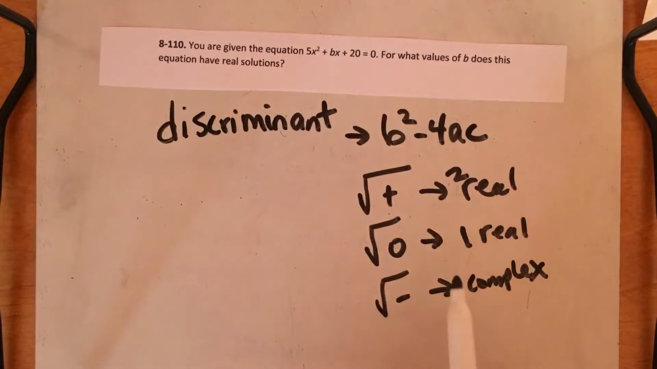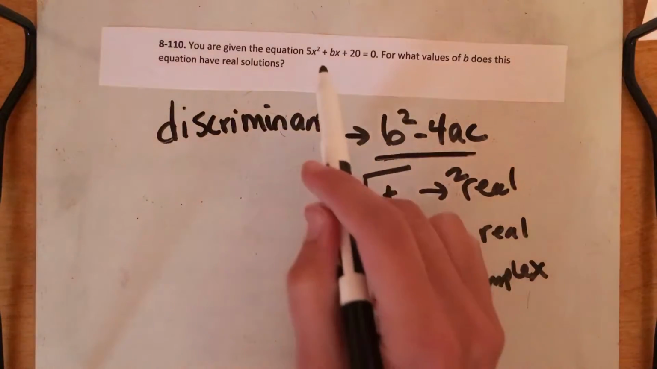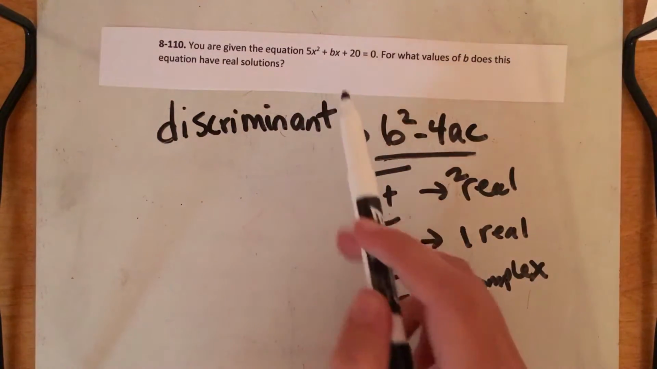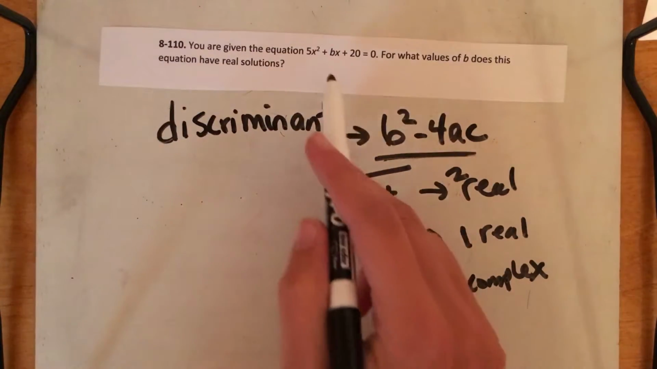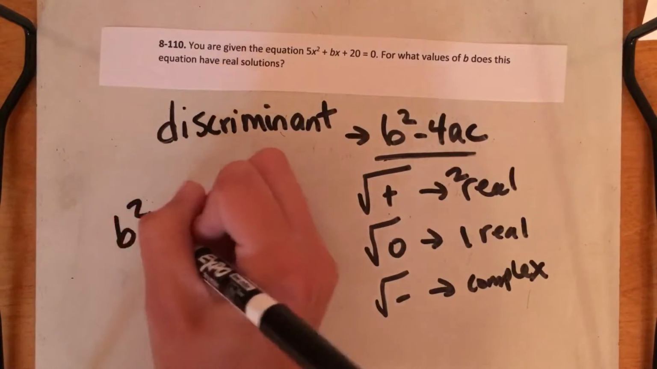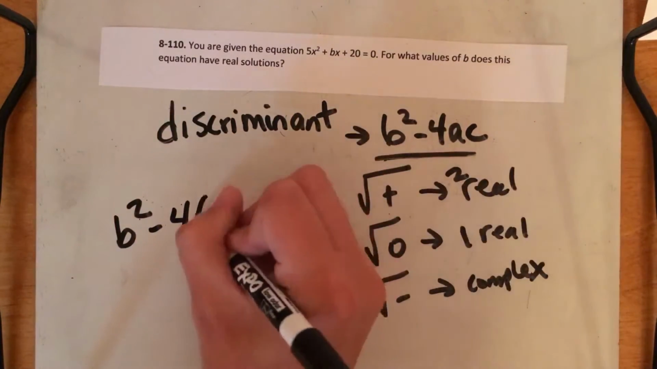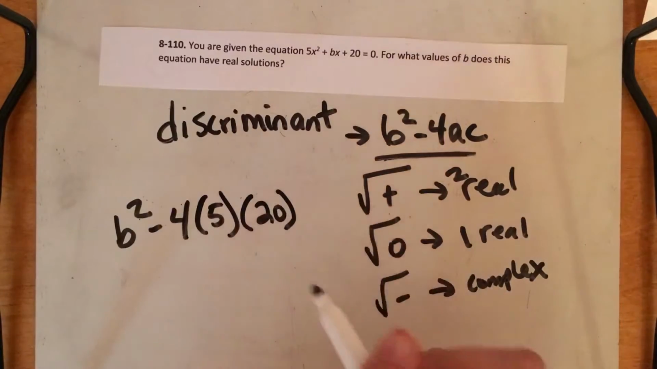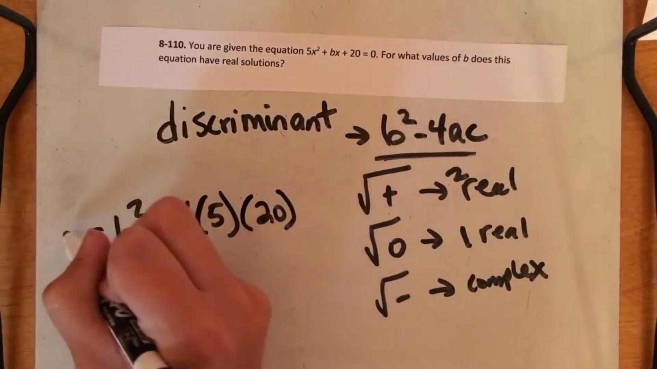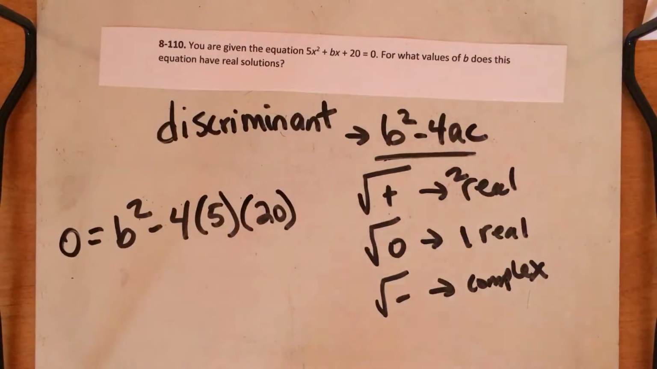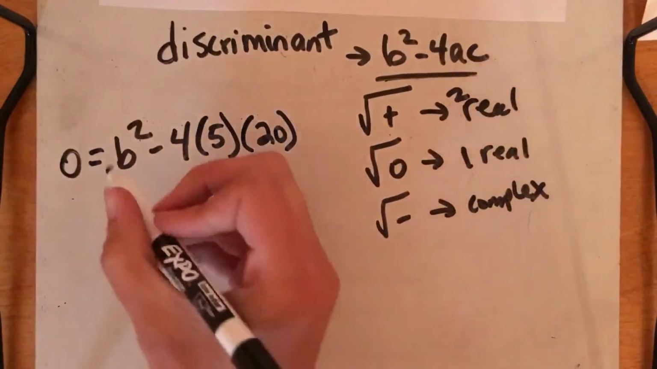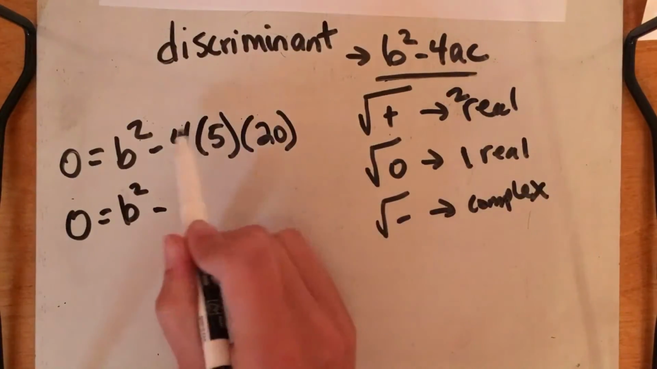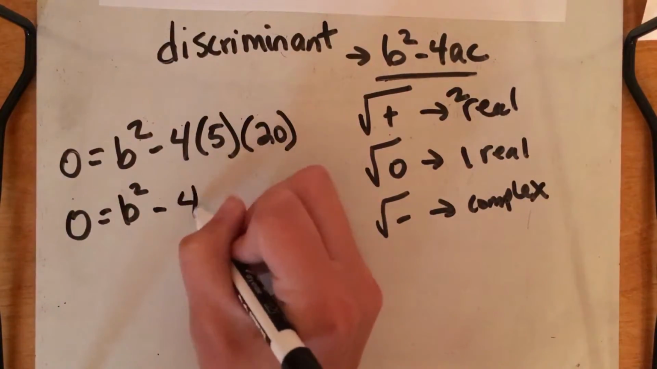So we're going to set the discriminant of this equation equal to 0, and see what number b has to be in order to make that true. So b is still b in this problem. b squared minus 4 times a, which is worth 5, and c is worth 20, and we're going to set that equal to 0. All right, so let's solve this. I have b squared minus, this is 20 times 20, so that's 400, equal to 0.